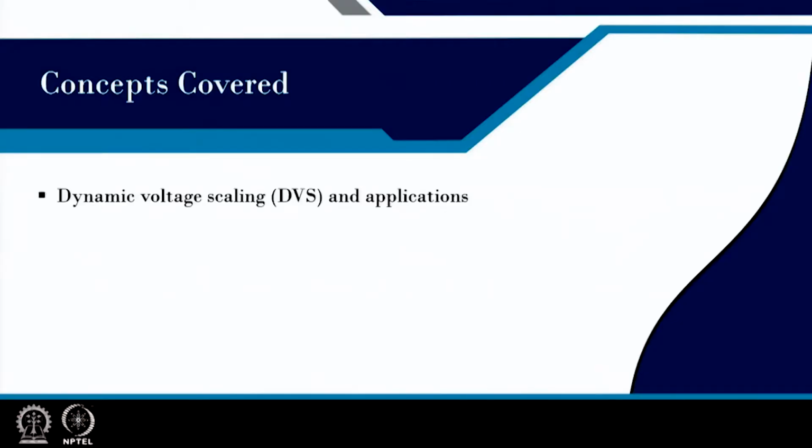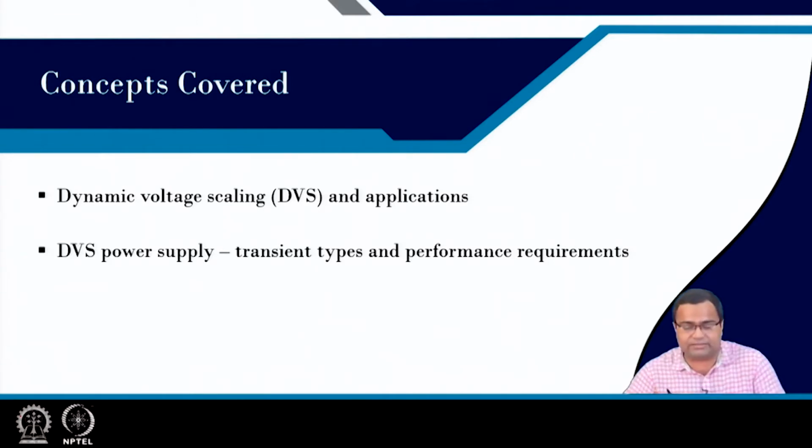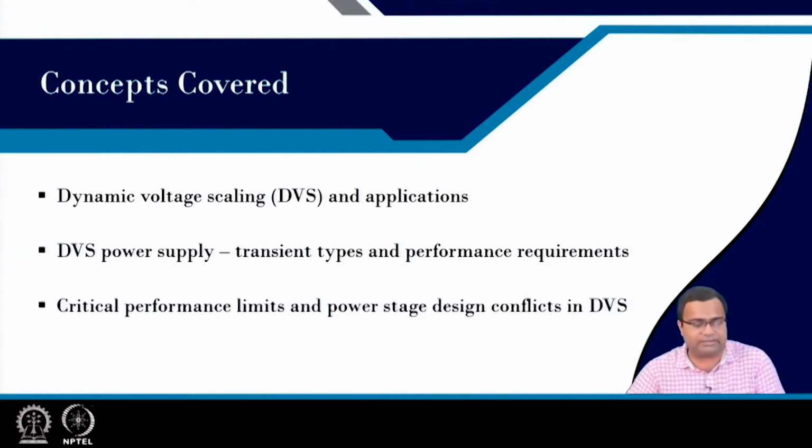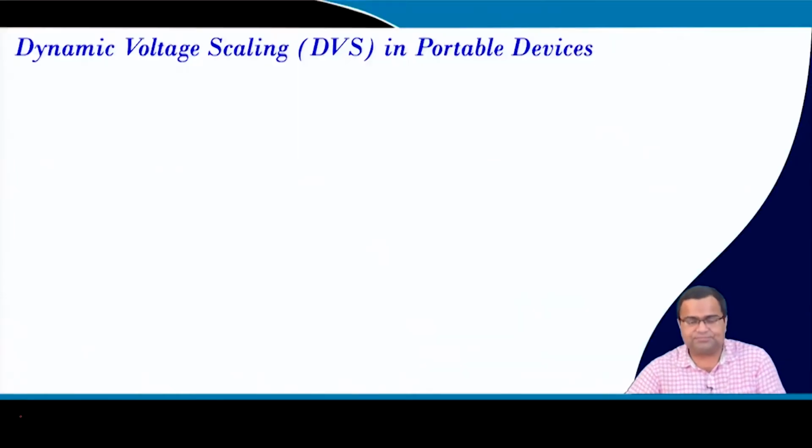So, in this lecture, we will first talk about dynamic voltage scaling and applications, then device power supply, what are the transient types and performance requirements, then what are the critical performance limits, and then power stage design conflict in case of dynamic voltage scaling application, and then what are the possible solutions. I will discuss a few solutions which we have worked on, but there are multiple solutions also available, which will help to improve the transient response by means of circuit configurations.